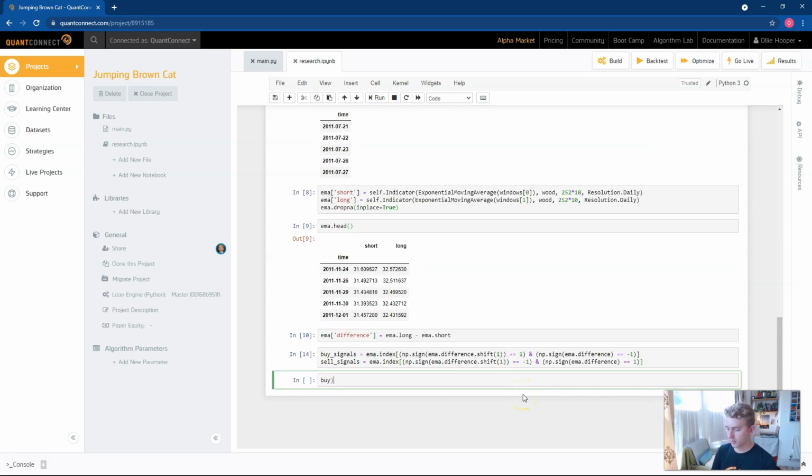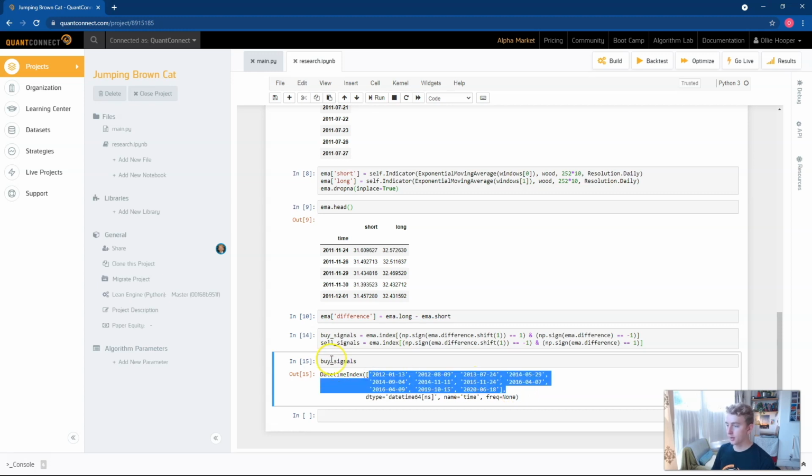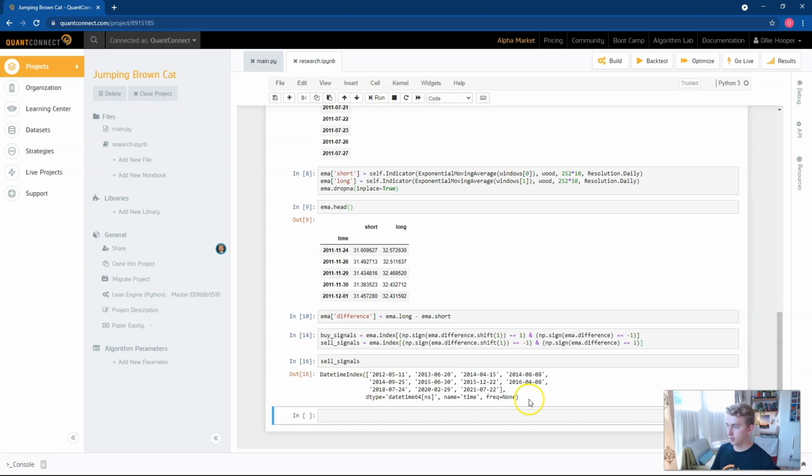There we go. So if we have a look at our buy signals, this is just going to be a list of the dates. And here you go, we've got 11 dates here as our buy signals. Let's check our sell signals now, and we've also got another 11 dates. And just double check, let's make sure they're different. So we've got 2012, 11th of May, and there we go, 13th of January.